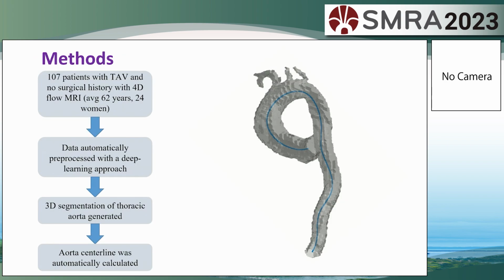So in order to do this, 107 patients were recruited with tricuspid aortic valve and no relevant surgical history, who also previously had a 4D flow MRI performed. The average age was 62 years and 24 patients were women. The data was automatically pre-processed using a deep learning approach. 3D segmentation of the thoracic aorta was then generated, and the aorta centerline was automatically calculated, and an example is shown on screen.